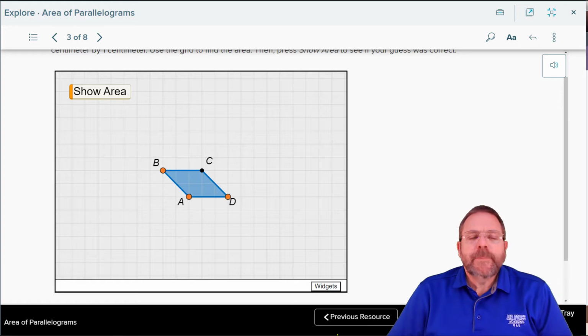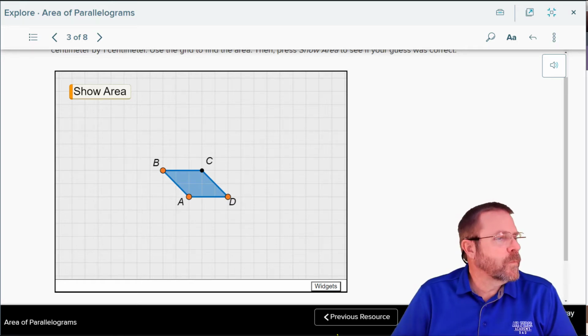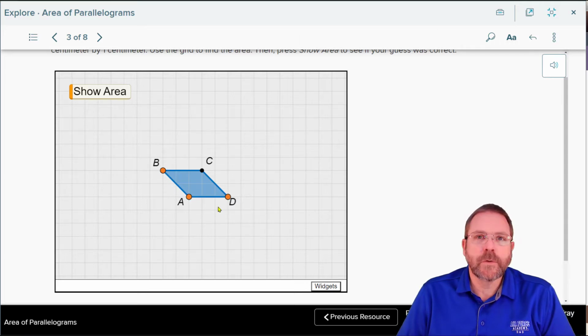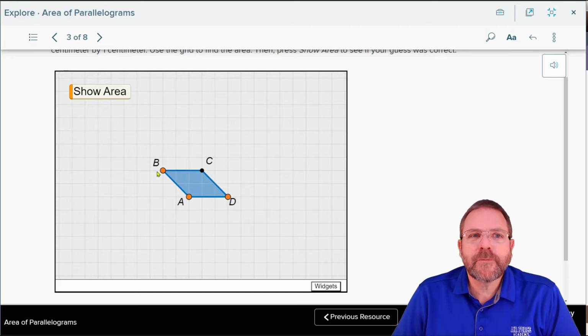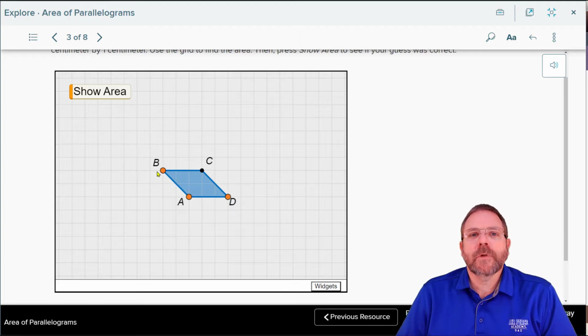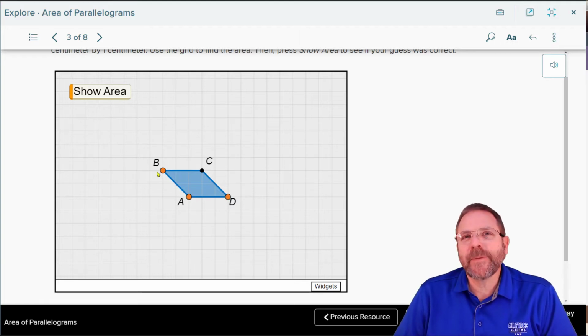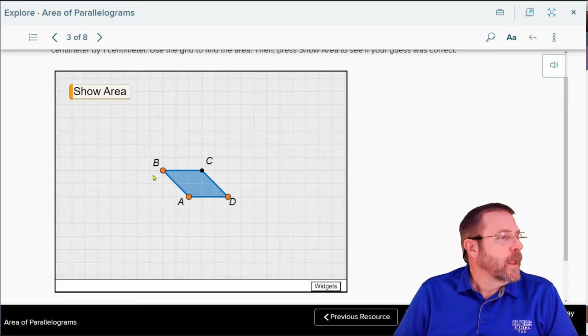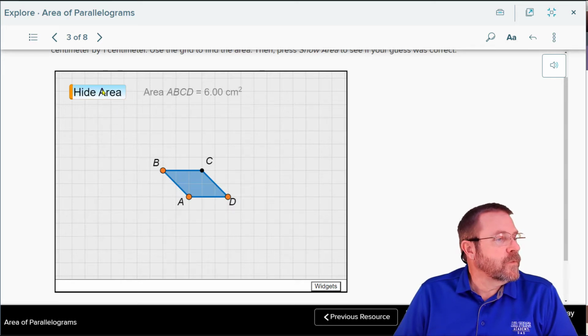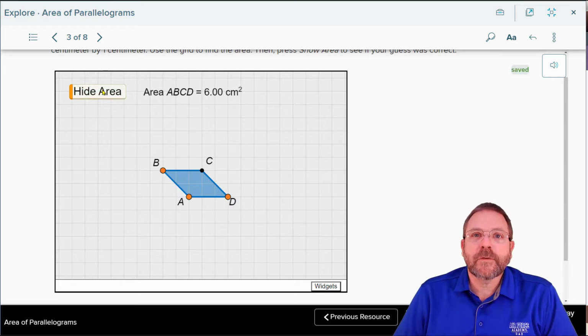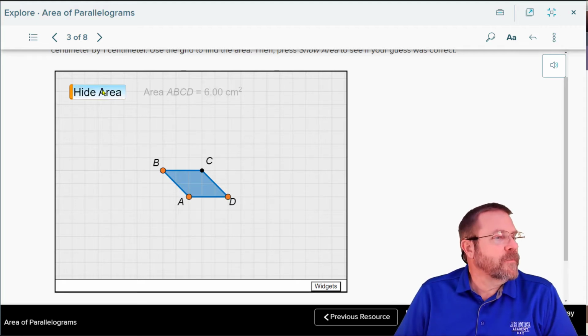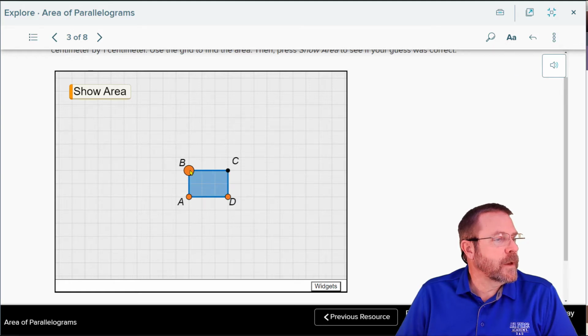Before we get too deep into it, I want to show you something here on the web sketch. You can see that I have created a parallelogram that has a base of 3 units and a height of 2 units. And I guess we should define a parallelogram. It is a quadrilateral in which opposite sides are parallel and congruent. Now, if I show the area of this, you're going to see the area is about 6 centimeters squared.